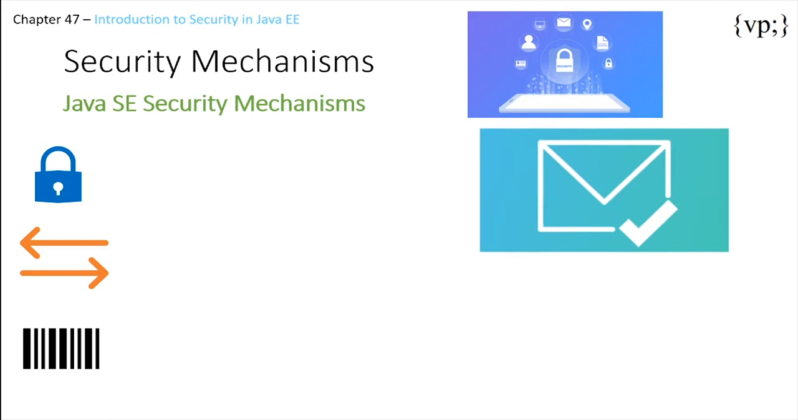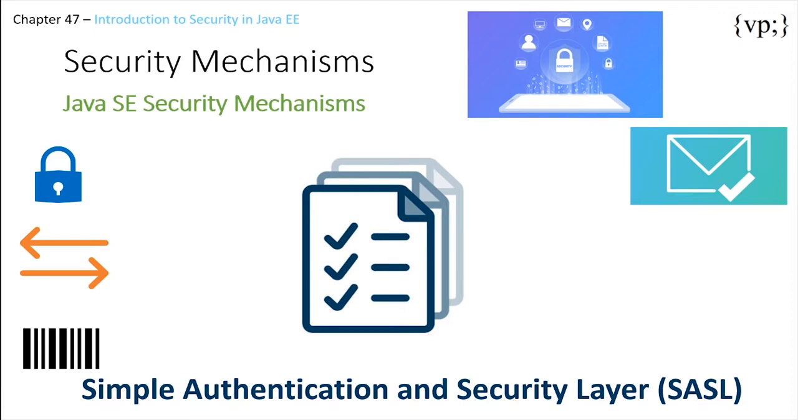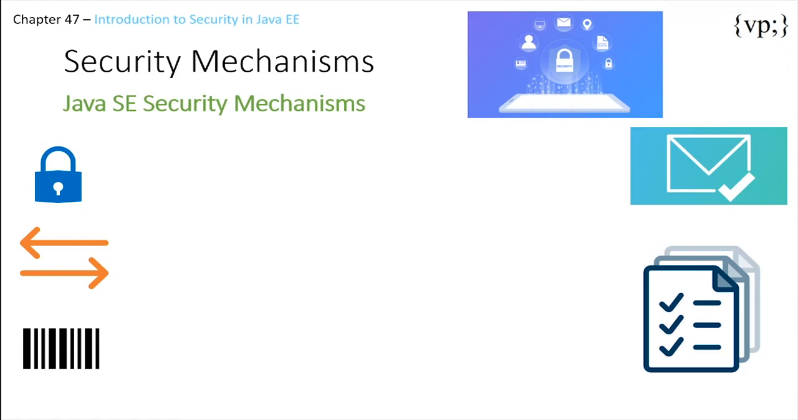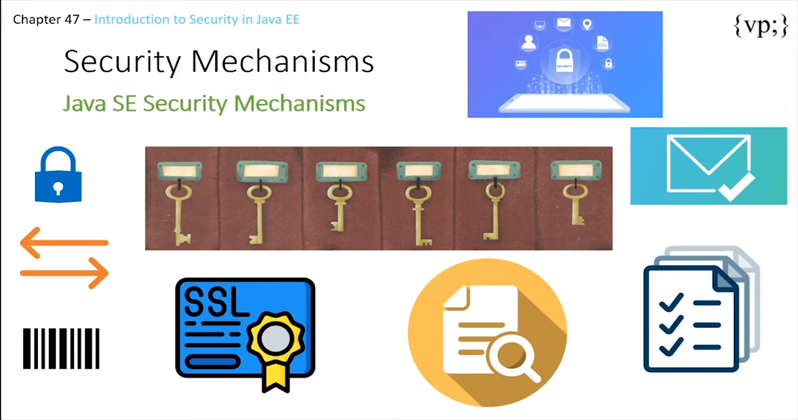Next, there is the Simple Authentication and Security Layer. This is an internet standard that specifies a protocol for authentication. Essentially, SASL tells you how the data is exchanged. And finally, Java SE has many more security tools for managing key stores, certificates, policy files, etc.